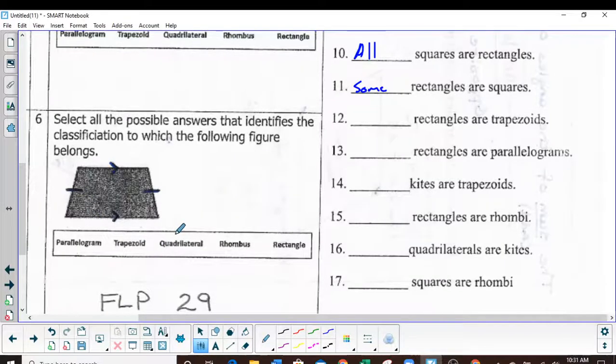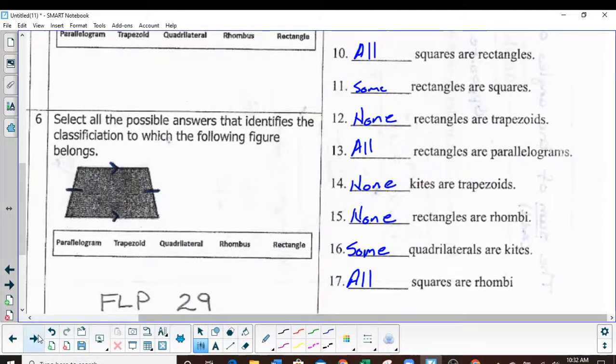Number 12, no rectangles are trapezoids, so we'll put none. 13, all rectangles are parallelograms because they have 2 pair parallel sides. 14, kites are trapezoids, none. 15, rectangles are rhombus, none. 16, quads are kites, some. Not all quads are kites. They could be squares, rectangles, and all kinds of other stuff. And then all squares are rhombus or rhombi.